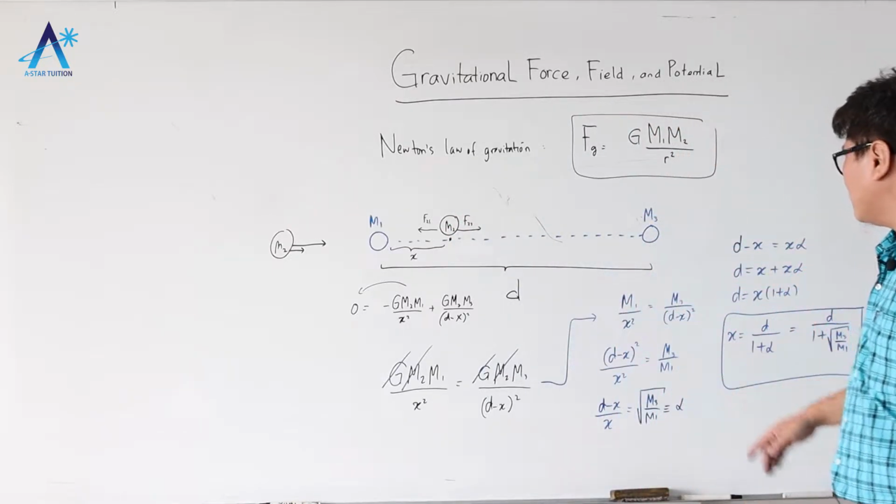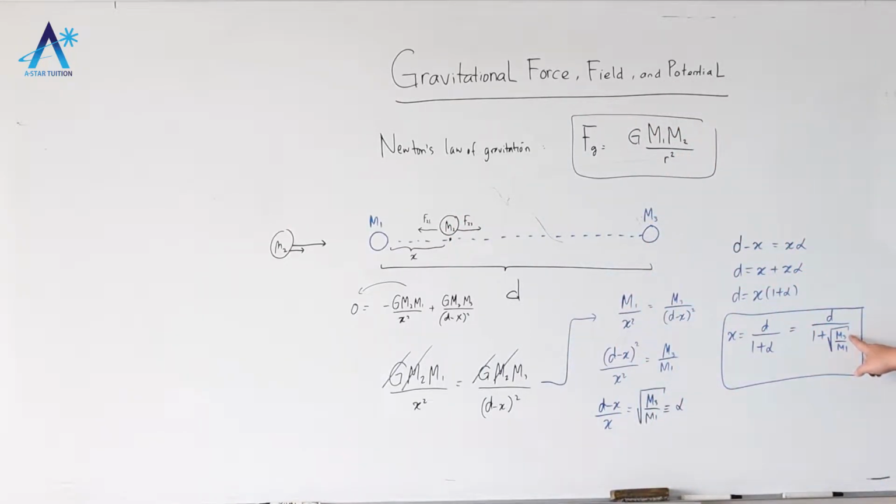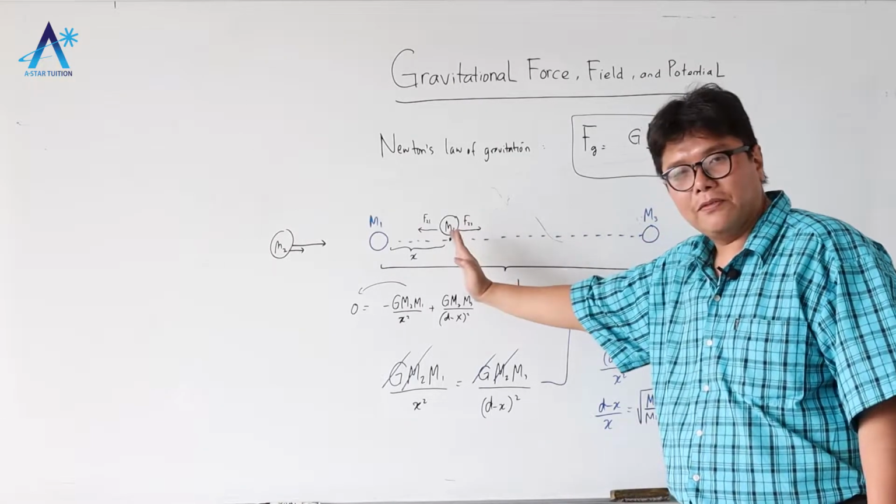Yeah, so it's easy to see from this equation. m3 greater than m1 will give you something greater than 1. So d divided by 1 plus something, so you divide by something greater than 2. If you divide by something greater than 2, then obviously it will shift to the left.